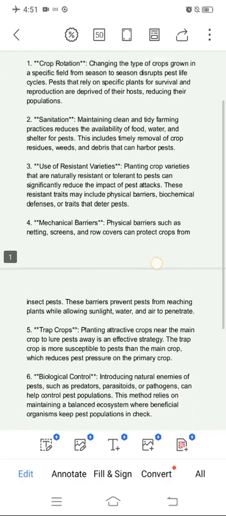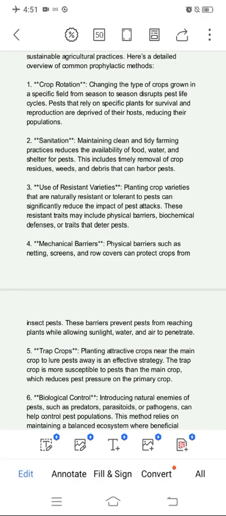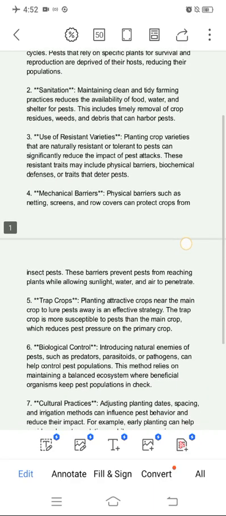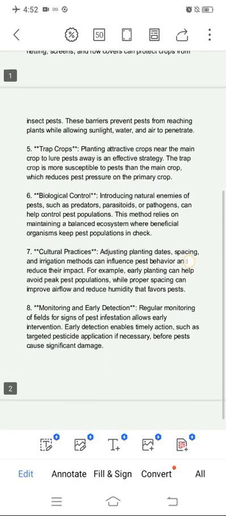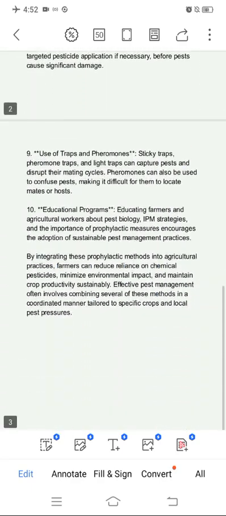So, important points: crop rotation, sanitation, use of resistant varieties, mechanical barriers, trap crops, biological control, cultural practices, then monitoring and early detection, then comes use of traps and pheromones. Sticky traps, pheromone traps, and light traps can capture pests and disrupt their mating cycles. Pheromones can also be used to confuse pests, making it difficult for them to locate mates or hosts.